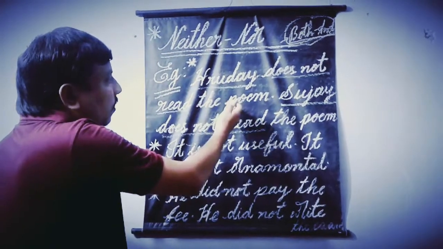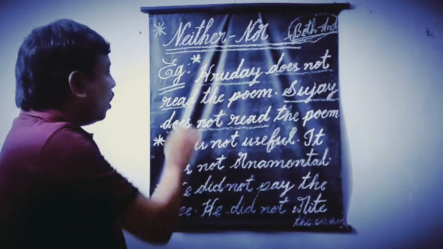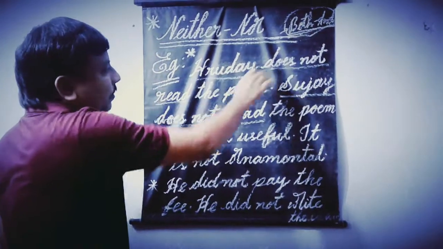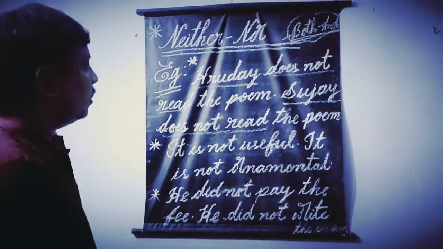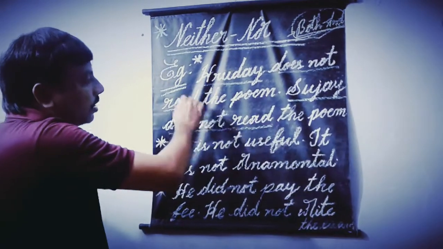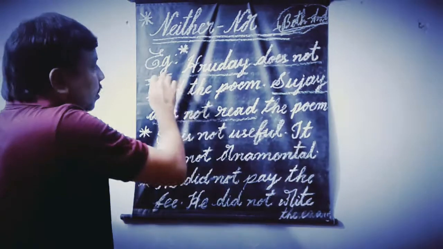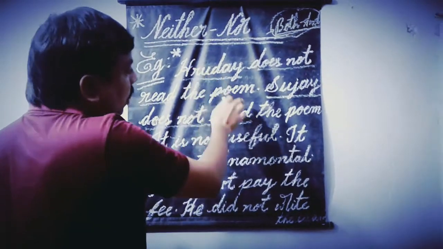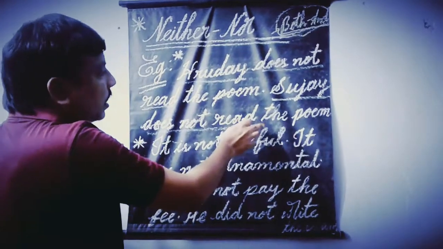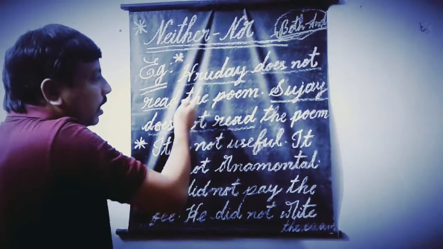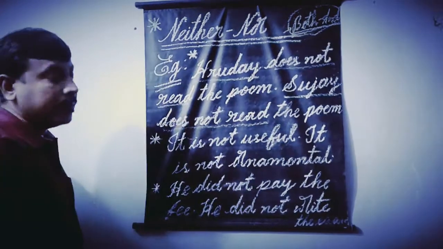What is the negative form for does? Does not is the negative form for the helping verb does. For good and all, these two events are in the simple present with negative sense. Then how to join these two events when they contain different subjects with the same verb in the negative form? How to join by using neither nor.